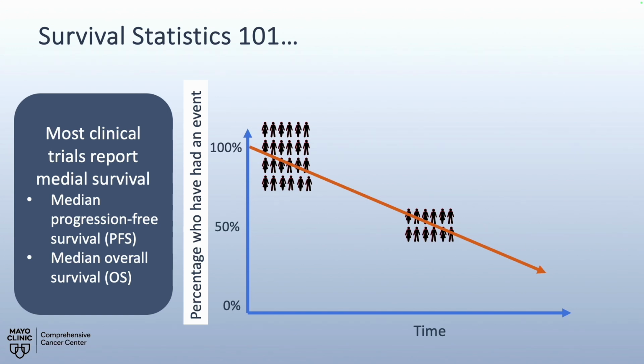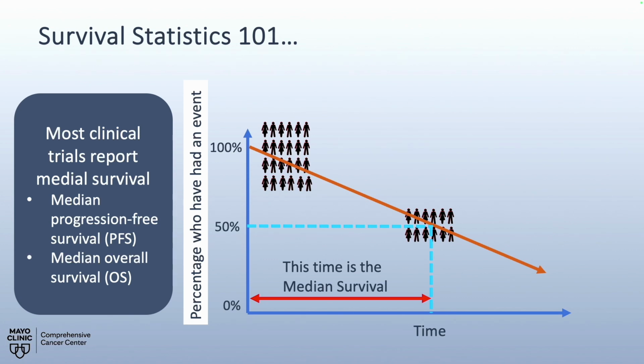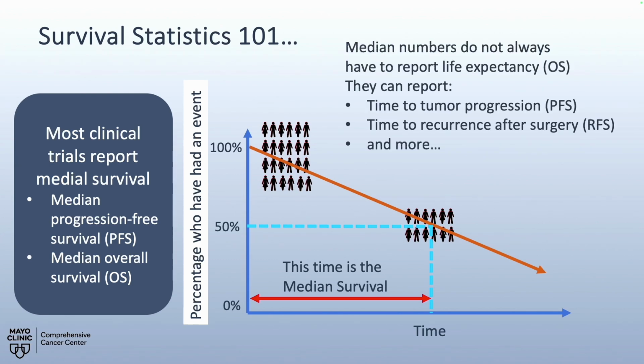At the beginning, no one is progressing. At this time point, half of them have had tumor progression. So if we look at that time point, that is what we call the median survival. This is the time where half of your patients have had what we call the event of interest, which in this case could be tumor growth, could be death, could be time until the tumor comes back after surgery. And this is a number you're going to see a lot of. That can be like life expectancy or time to tumor progression or recurrence after surgery.